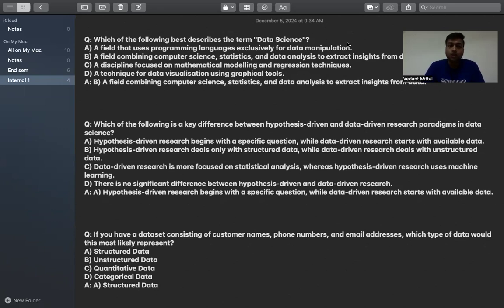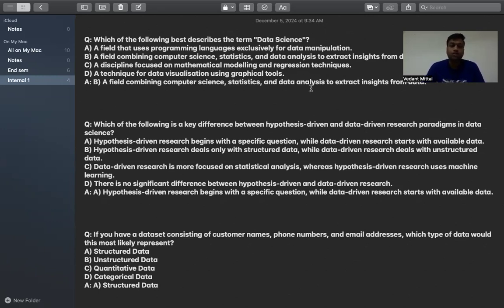So the correct option is option B, which is a field combining computer science, statistics, and data analysis to extract insights from data. Data science uses computer science, statistics, and data analysis. It brings three fields together to bring out the particular format of data, to conclude the patterns, and to bring insights from the data.